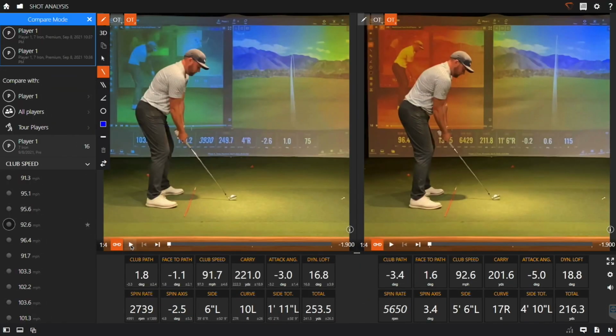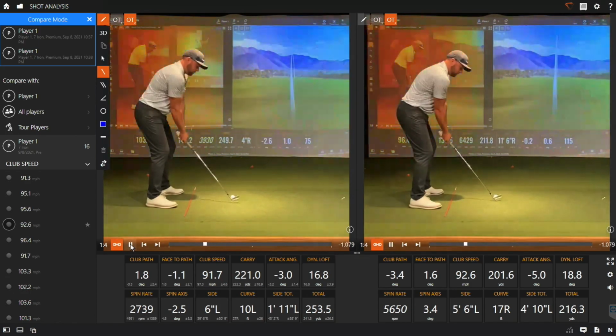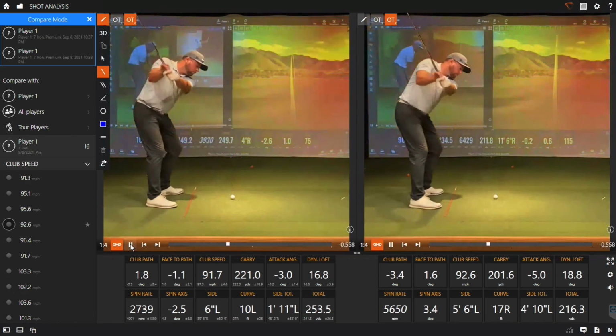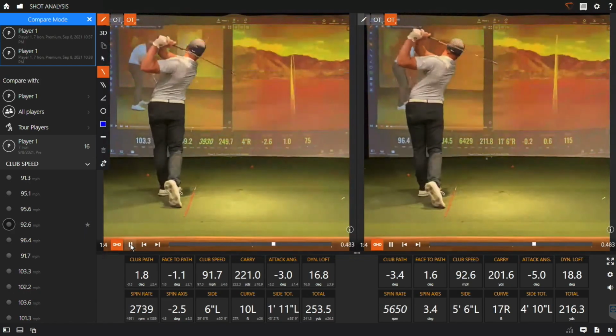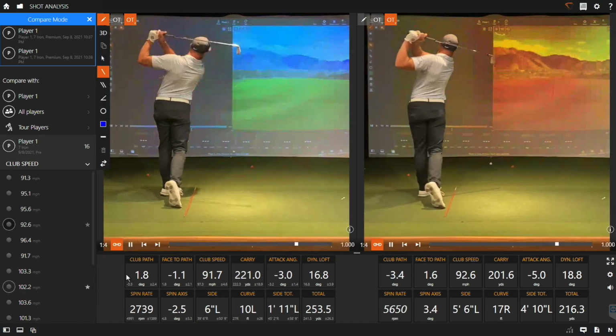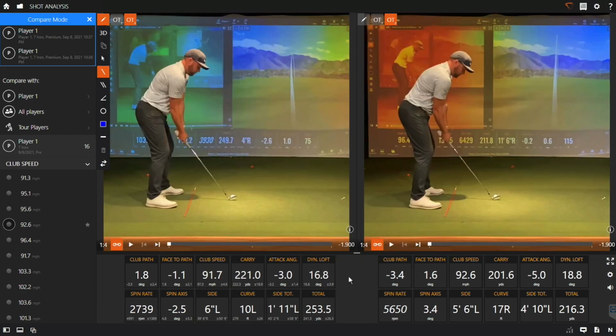Let's look at these two shots from Nathan. As we synchronize them in TrackMan here, just visually at 1/4 speed, they appear to be very similar. Big turn, very similar club head speed. But something that we'll notice that's different is the path. The club path here on the left, positive 1.8, here on the right, a negative 3.4.